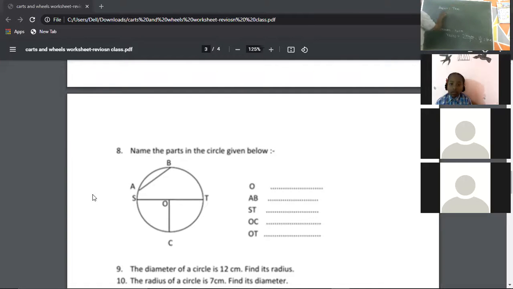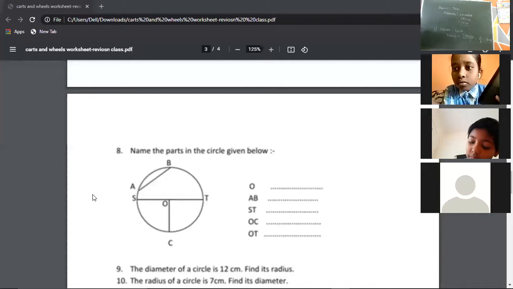Radius is 7 centimeters. What is the diameter? Diameter is always 2 into radius. So 2 into 7, which is 14. Sir, the answer is 14 centimeters. Correct.